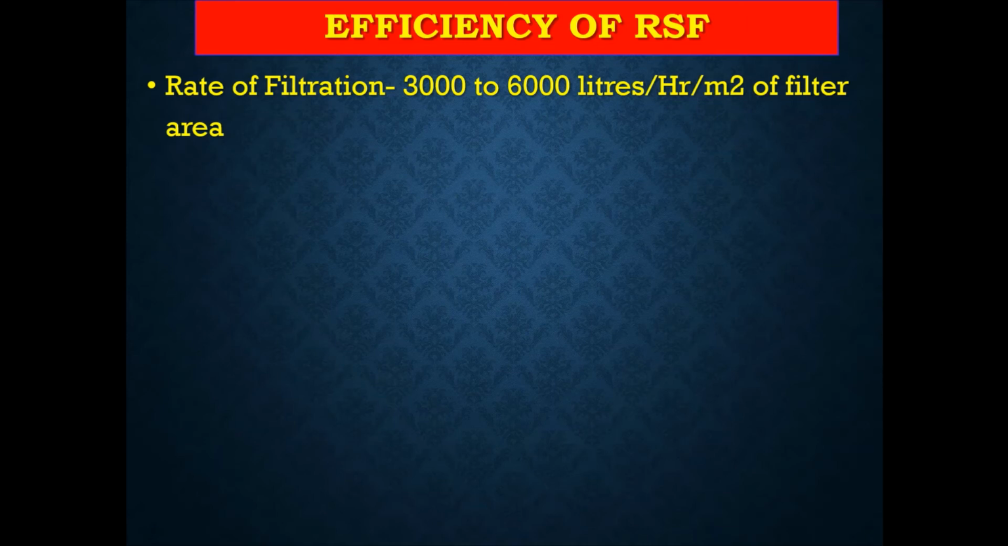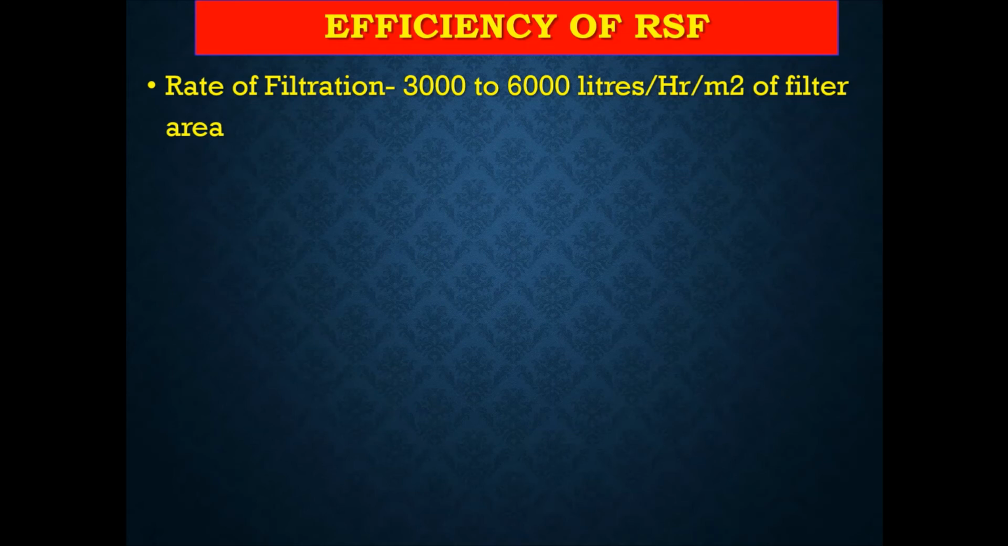In the slow sand filter we have seen that the rate of filtration is 100 to 200 liters per hour per meter square of filter area. Means in slow sand filter it can filter only 100 to 200 liters of water in one hour. But how much water does this filter in one hour? 3000 to 6000. That means 20 to 30 times higher efficiency is achieved when you design the rapid sand filter.